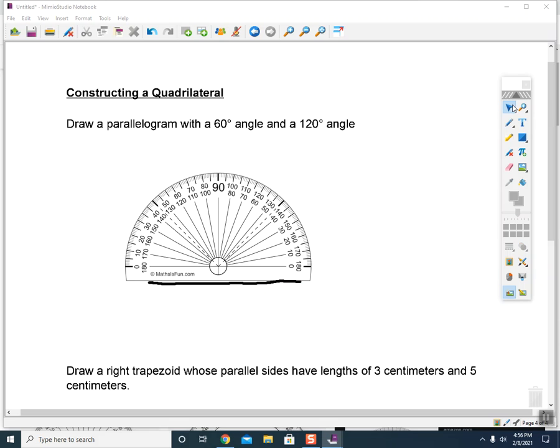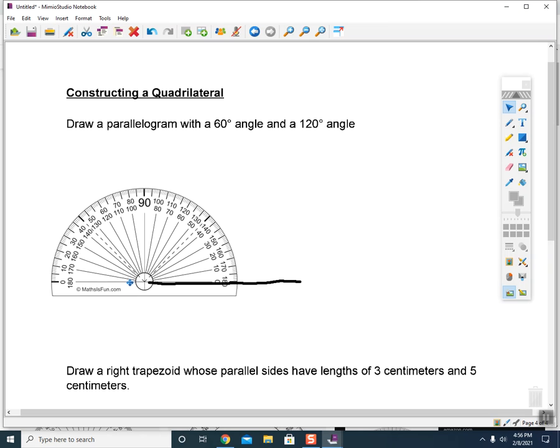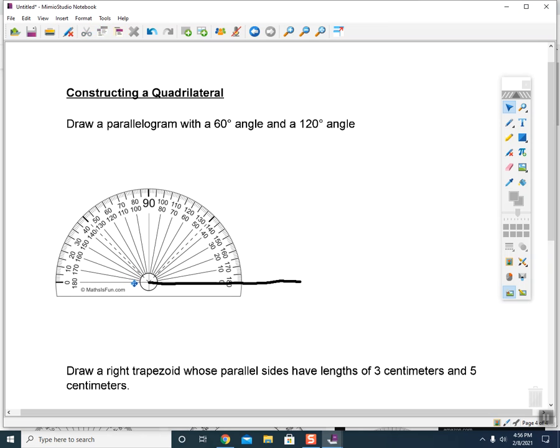I need to draw a parallelogram with a 60-degree angle and a 120-degree angle. The first thing I need to do is make my 60-degree angle. I'm lining up the middle of my protractor with where my line starts. I know it needs to be 60 degrees, so that happens right here.